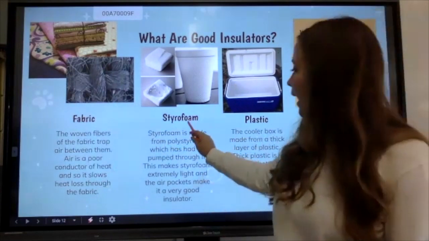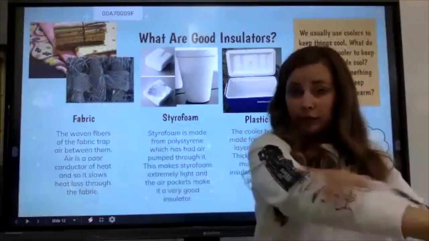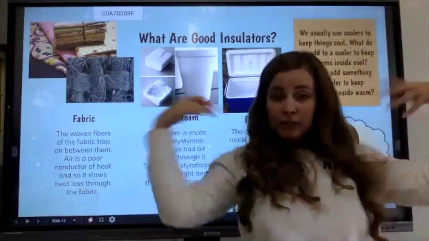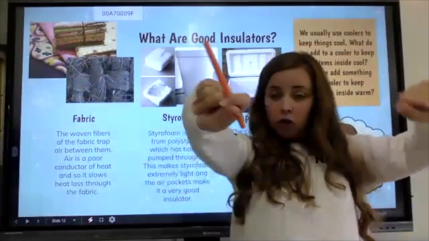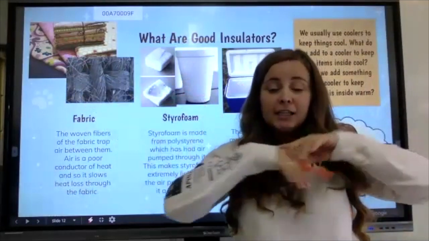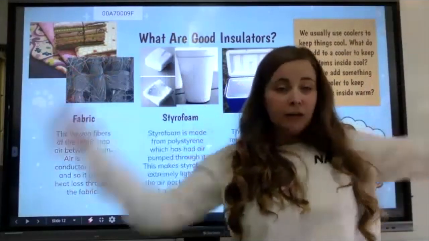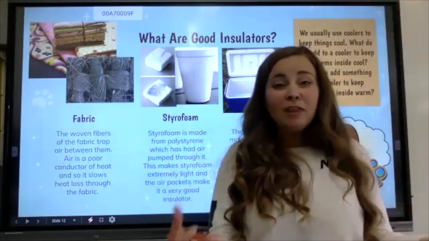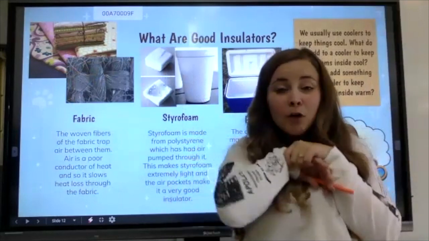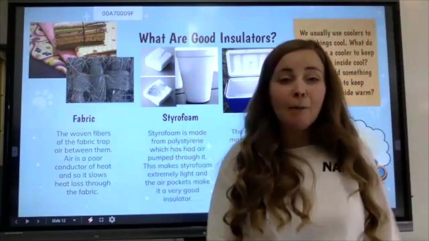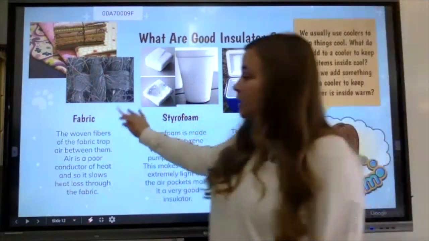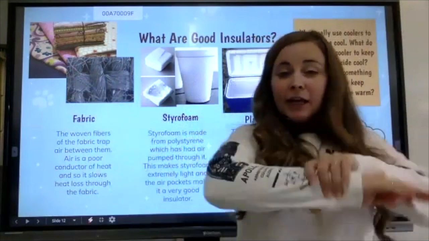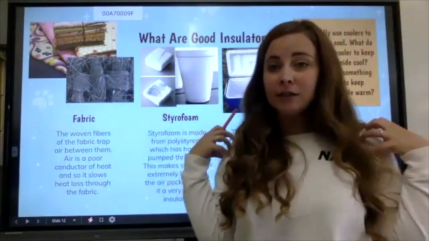We also have, and a lot of times, everybody here has on insulators right now: your clothes. Your clothes help keep your body heat from escaping to the environment around you. That's why in the fall and winter, you start seeing people wear long sleeves and jackets. By the way, happy first day of fall. But that is because we use a fabric insulator to help keep our body heat with us.